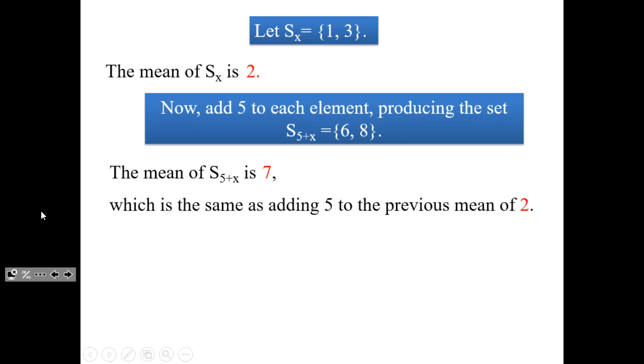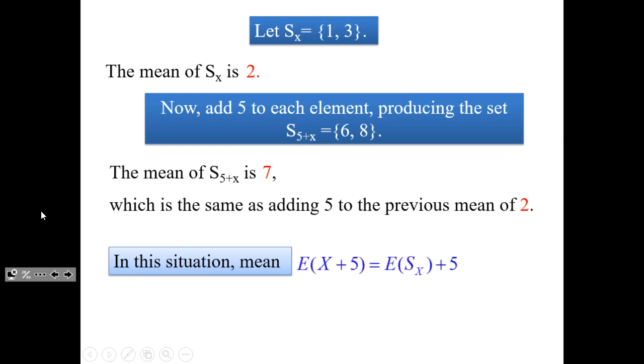So in this case, what we're saying about the mean is the expected value of x plus 5 was the expected value of x plus 5. So expected value works really nicely. It works the way we think it should work. It works the way we want it to work. If I just add to everything, then I'm just going to add to the previous mean. If I subtract from everything, I'm just going to subtract from the expected value.